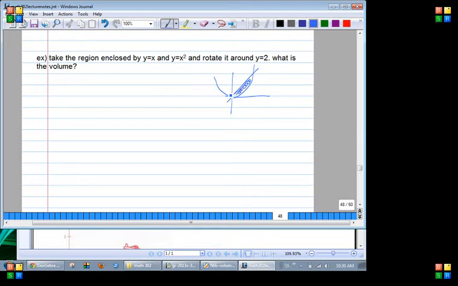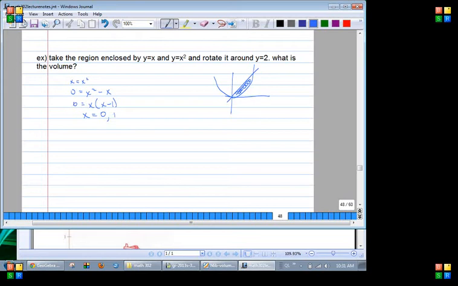So just doing a rough sketch, I can quickly see there's my sliver, there's my region, and as always, we find the endpoints. So x equals x squared, 0 equals x squared minus x. You factor out an x, and you see that x equals 0 and 1. So that gives you your endpoints.